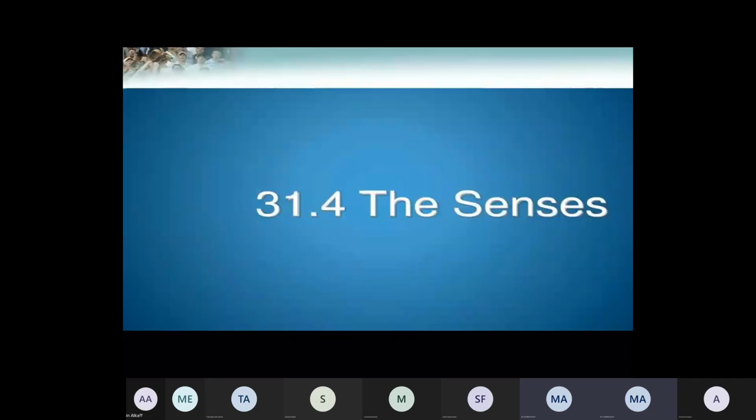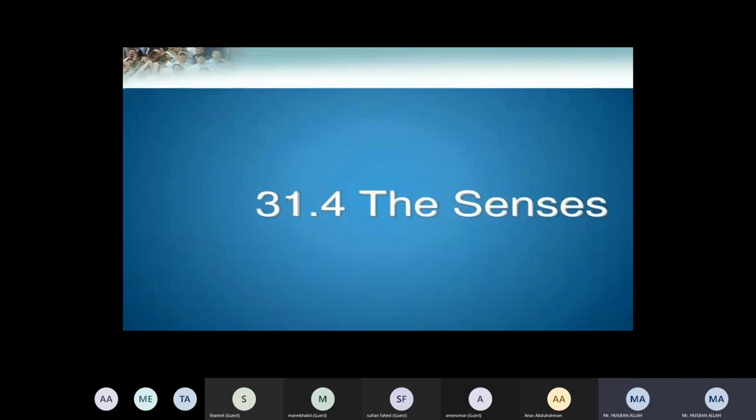So the lesson which we are going to take today is the senses. How many senses do we have? So today we are going to study senses. How many senses do we have? Who can tell me? Yes? Five. Who can name them?